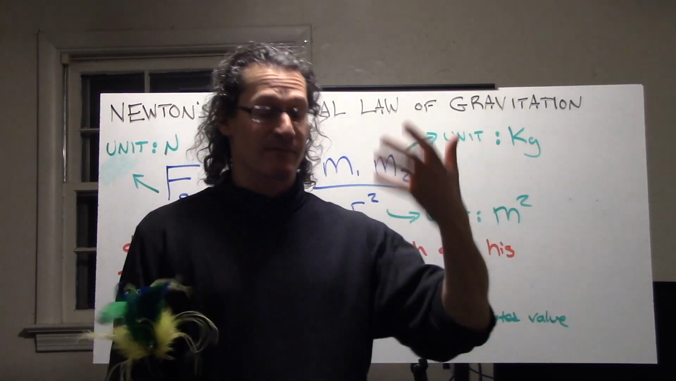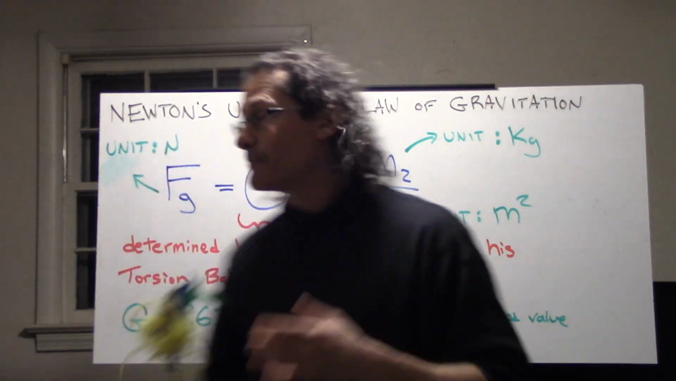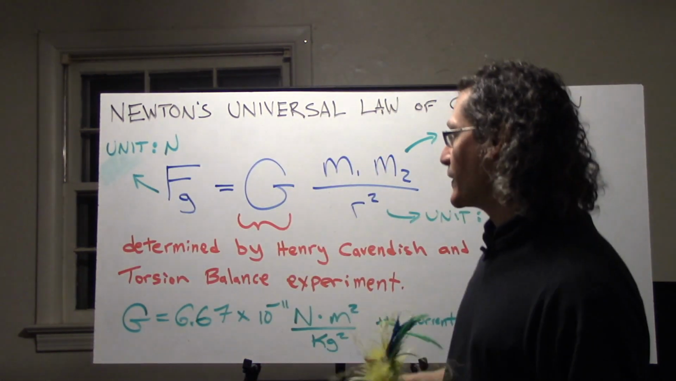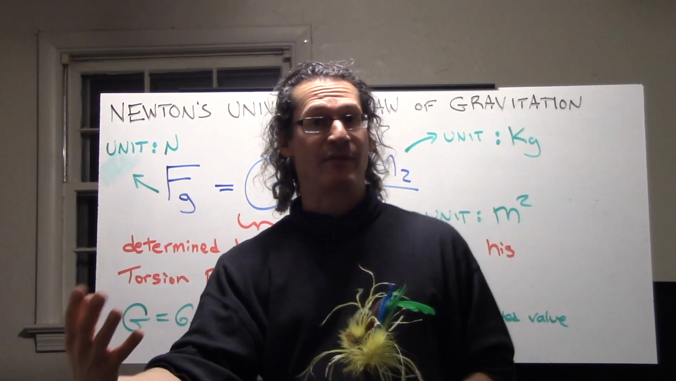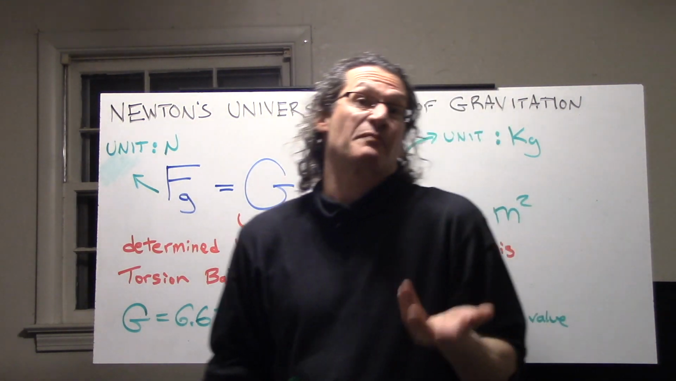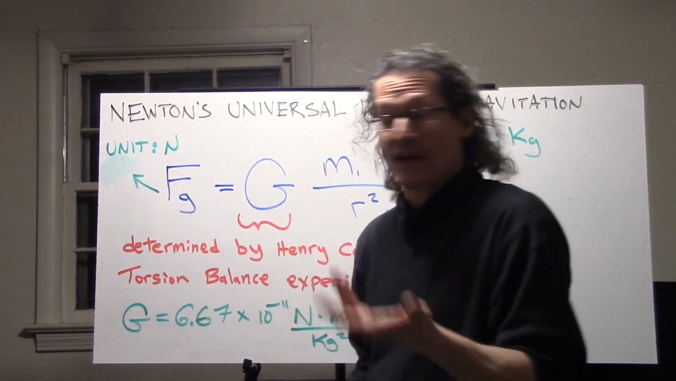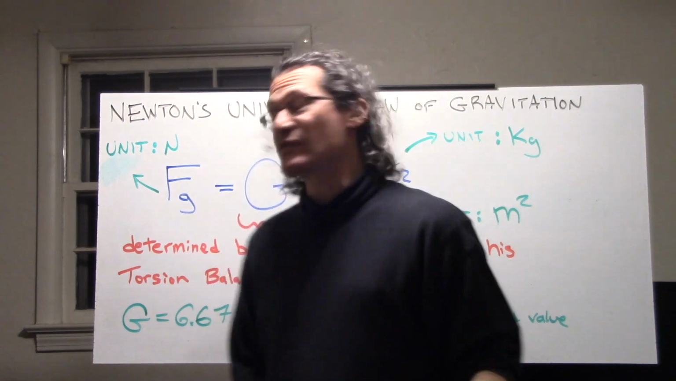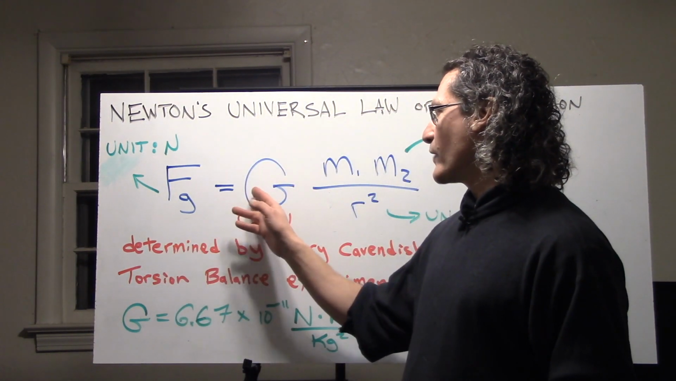And so here it is in its form. Newton's universal law of gravitation. Again, Henry Cavendish determined this. We'll look at his experiment as well and what transpired. How did it work? How did he get this number known as G?